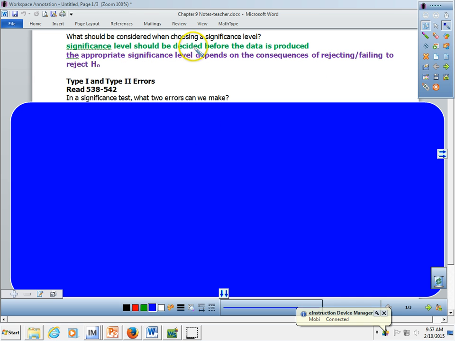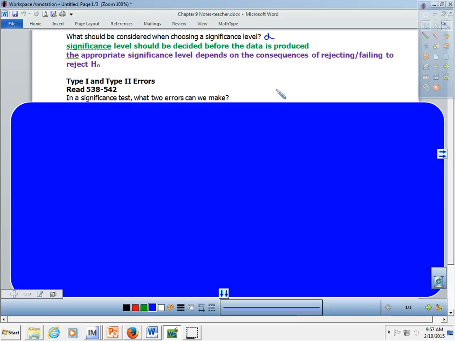In the last question from the previous notes, what should be considered when choosing a significance level? Remember that this is alpha. We talked about the significance level should be decided before the data is produced. You don't want to produce your data, find the p-value, and then find an alpha that would help you reject the null. That's not how a valid test is performed. You're going to choose your alpha at the beginning, and your sample will either produce a statistically significant result or it won't.